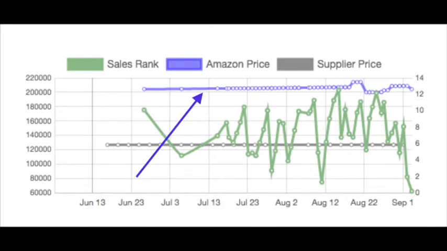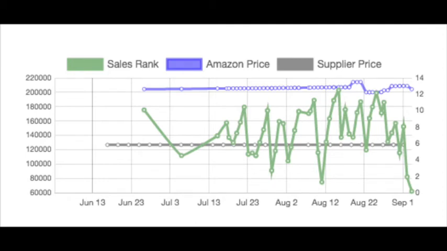The blue line is the price that Amazon is currently selling that particular product for. The grey line, the price that most suppliers sell that same product for. In most cases, you'll see that the grey line falls below the blue line, which is a good thing because that means there's a profit to be made.